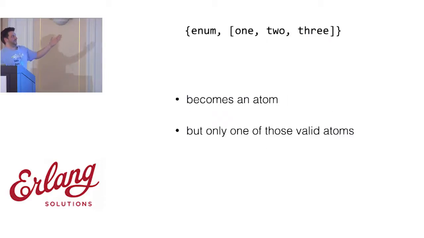So there are more interesting ones. You know, enum becomes an atom, and when that atom is parsed, if the atom's not valid, like that penguin example we did before, if it's not one of these explicit atoms, then it's not going to work.